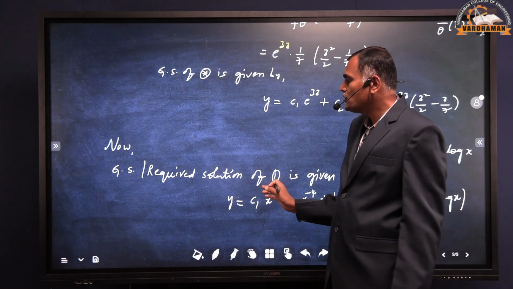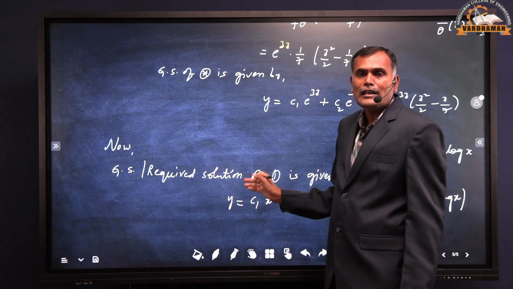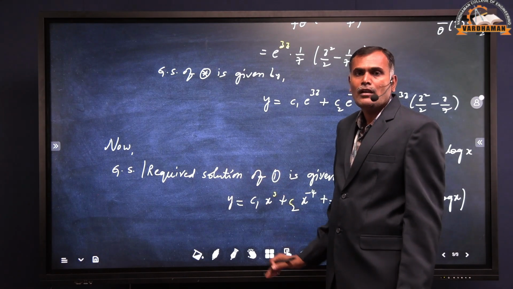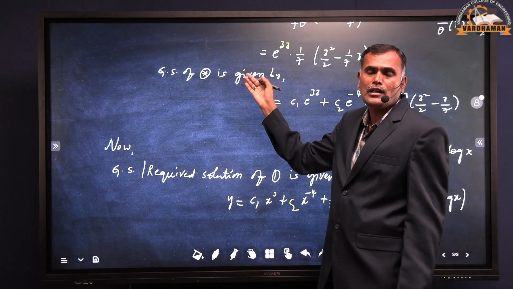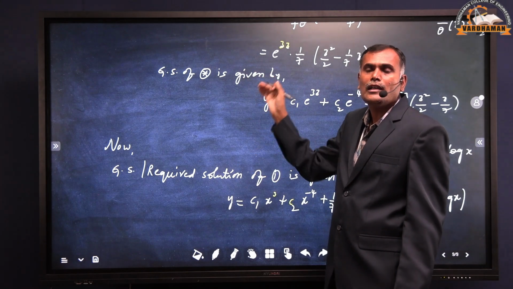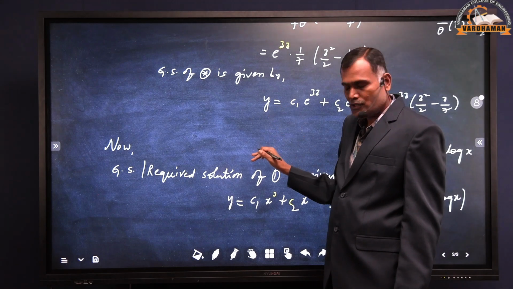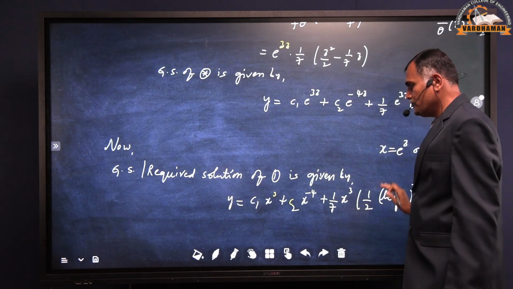Now this is the solution of the Cauchy Euler linear differential equation. Now how did we find this solution? First we reduced the Cauchy Euler linear differential equation to a linear DE with constant coefficients. Then we got this solution.